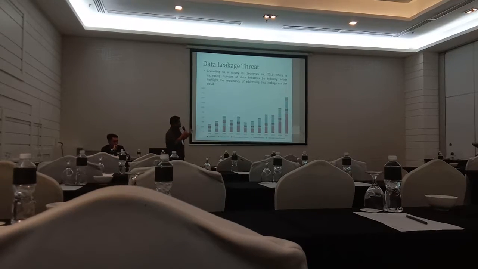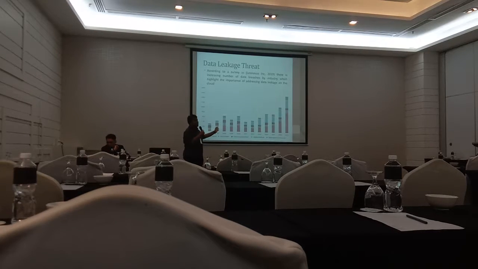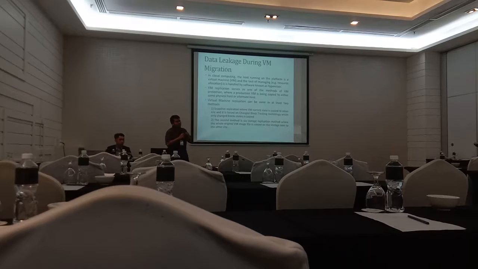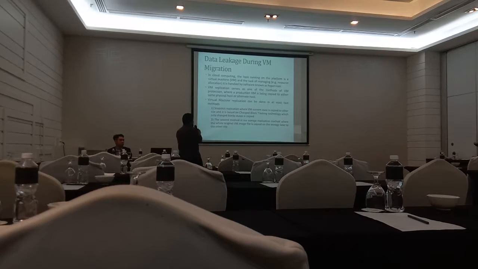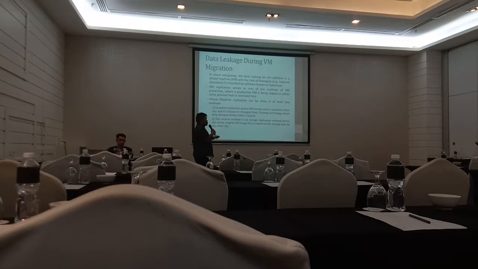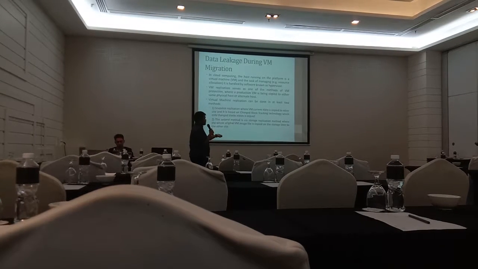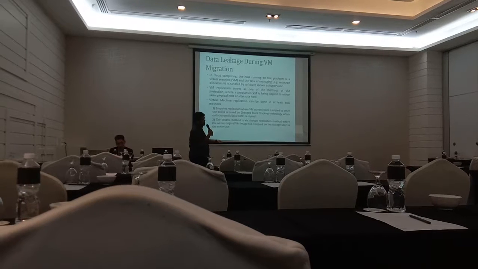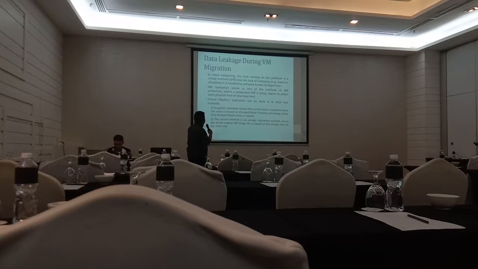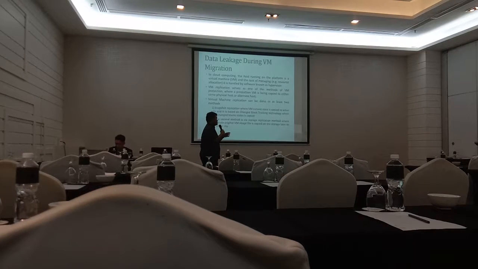So we can see here the statistic is increasing year by year. So there must be something done to address this, right? So the first one, the leakage during VM migration. In cloud, every computing resource is in the form of a VM, right? So when you want to migrate your VM to another physical machine, or to another provider, there is a risk, there is a leakage.